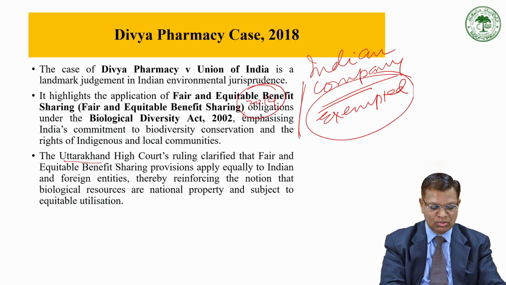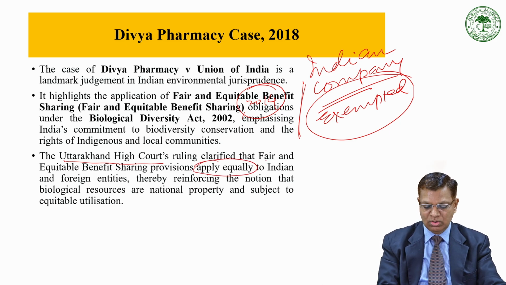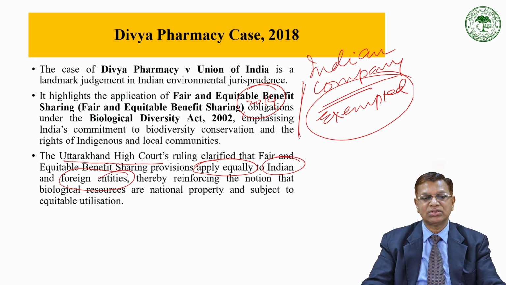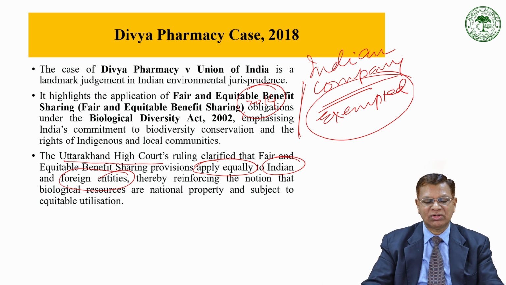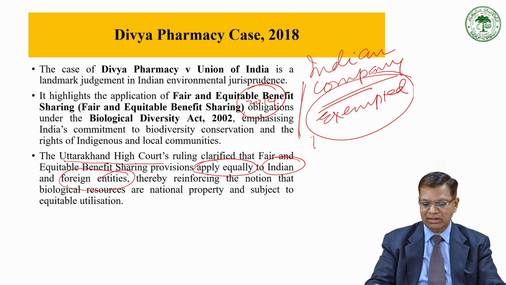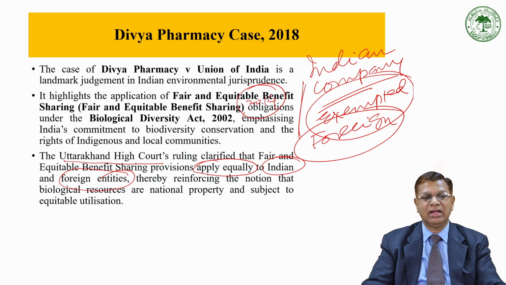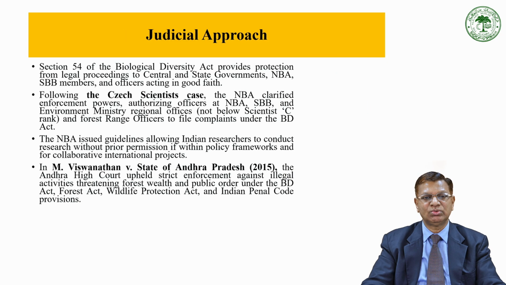In this case, the Uttarakhand High Court clarified that fair and equitable sharing provisions apply equally to Indian and foreign entities. So this is also one of the major sources in the arena of biodiversity conservation to be agitated upon in adjudication of biodiversity disputes and their redressal: that Indian companies are reeling under a misnomer that they are not supposed to seek approval, and that the law is only applicable to foreign countries and not Indian ones. That confusion and misnomer was set at rest by the Uttarakhand High Court in Divya Pharmacy versus 2018.